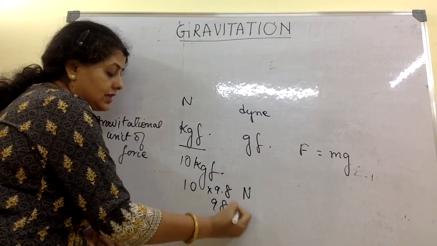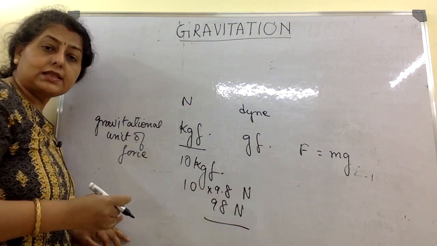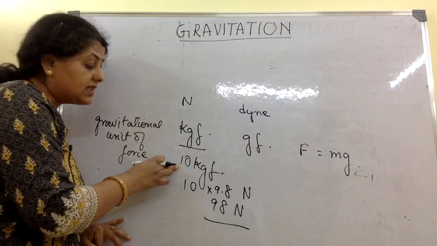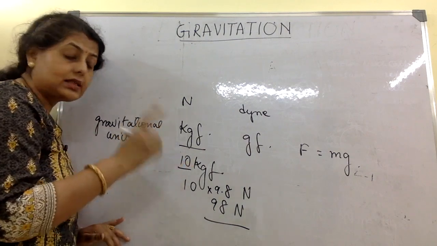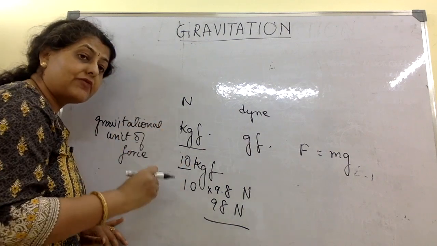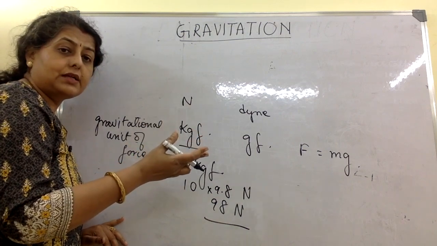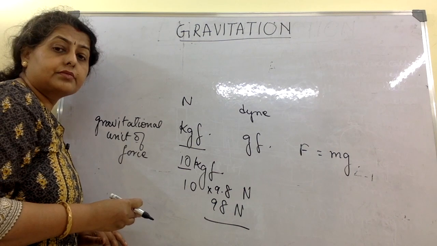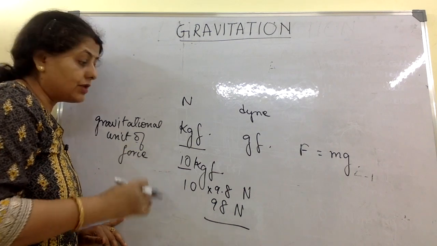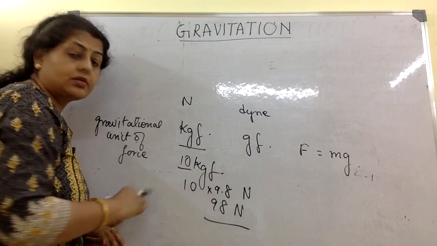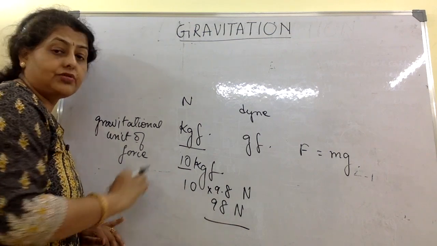That is 98 Newton. As simple as that. So you have to remember this value is actually the mass. In this unit we don't multiply. When we write kgf, we don't multiply the g, acceleration due to gravity. Without that we write. So here we have to multiply in order to get it here.